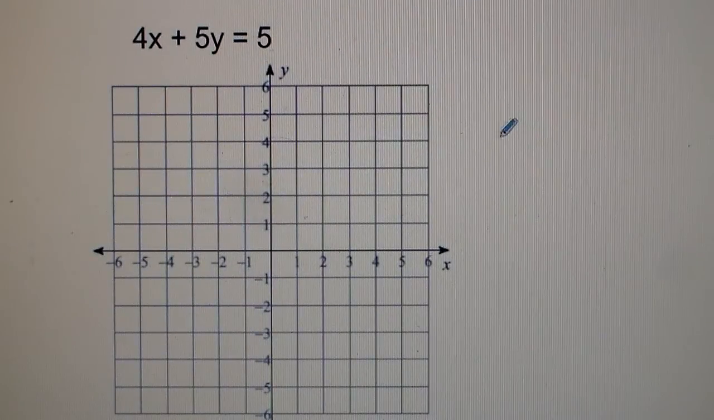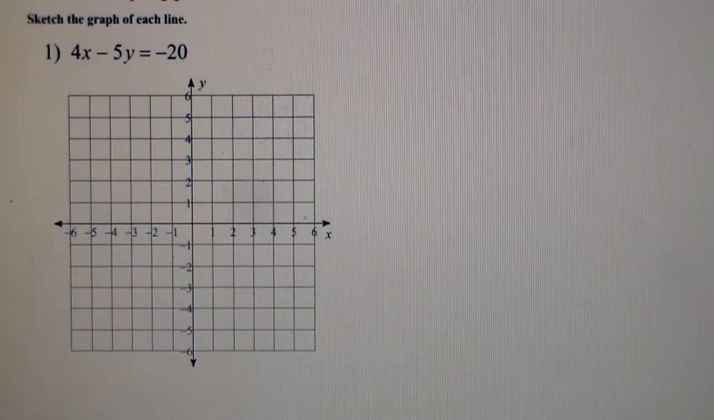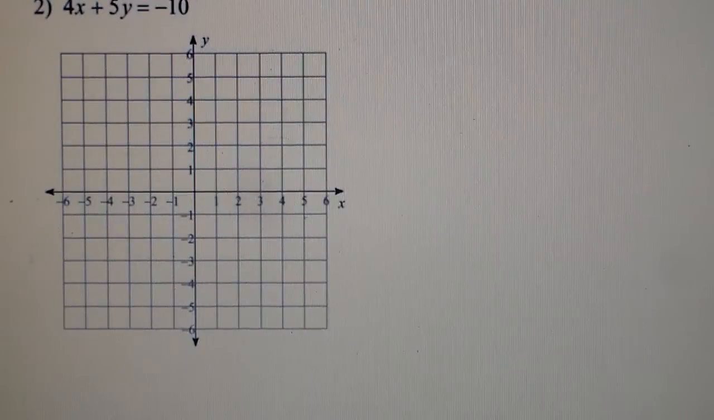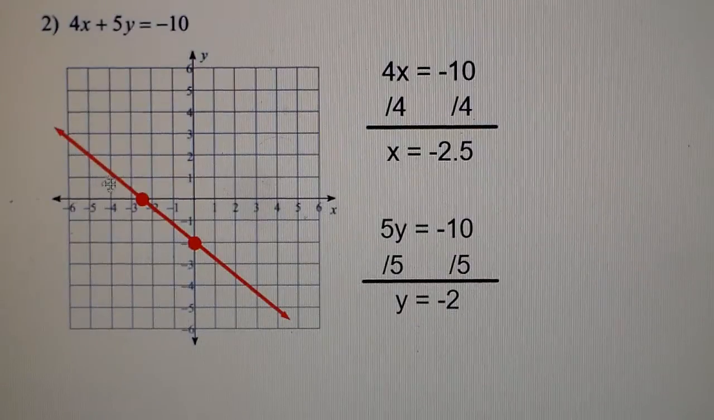Why don't you try this one on your own? I'm going to first solve for y. I'm going to cancel out the x in my head. So it'll be 5 divided by 5, which gets us 1. So y equals 1. And then 5 divided by 4 gets us 1.25. So it'll be right here. We connect them, we make our line. There we go. Let's say you see a couple more in their answers.